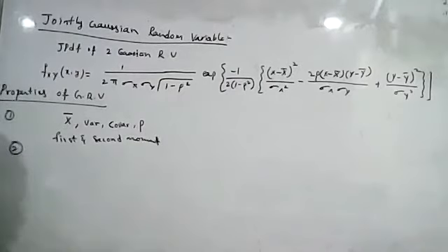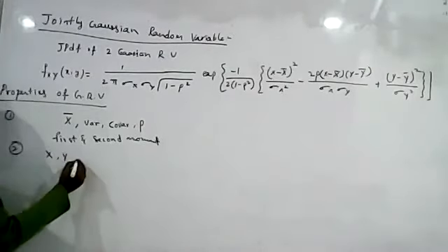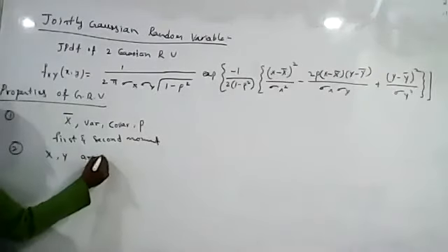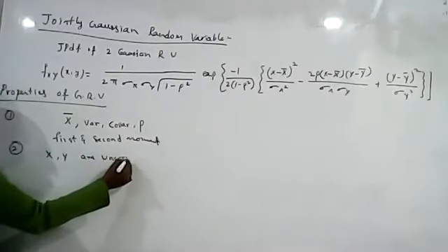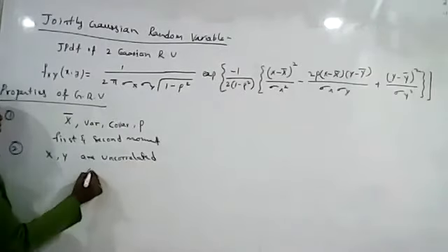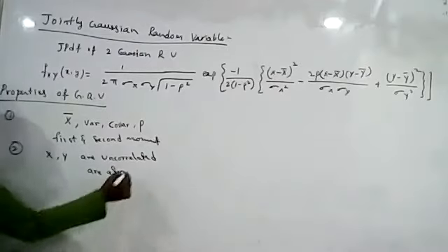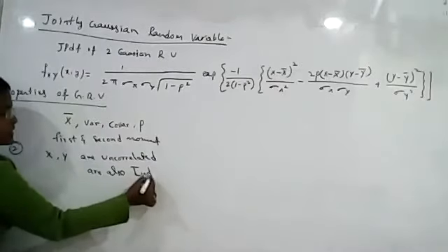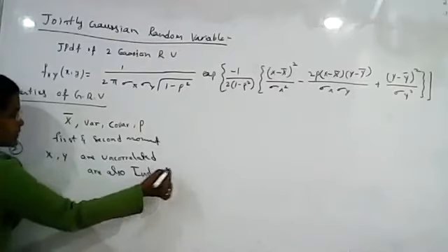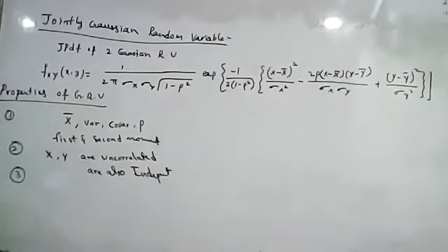The second property says that if two random variables are uncorrelated, and we have seen that the uncorrelated random variables are also independent. That is, uncorrelated Gaussian random variables are also independent. This is our second property. Here we have only the statements.